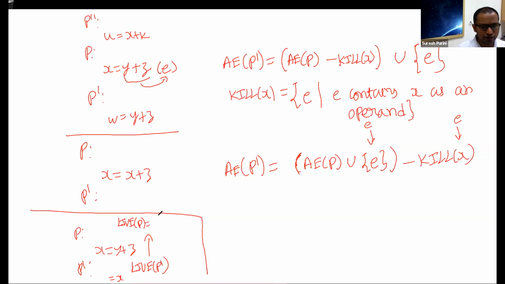Live of P is equal to live of P' union {Y, Z} minus {X}. So in the live variable analysis problem, we are pushing this set upwards, whereas in the available expressions analysis problem, we are doing this computation in a forward direction. So this is forward direction, and this is backward direction.